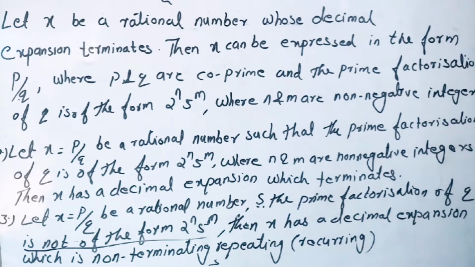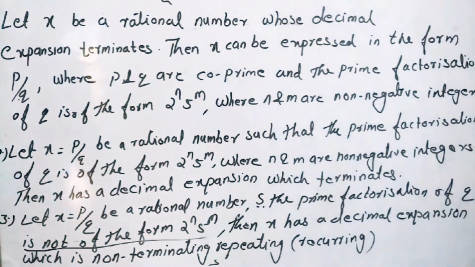Okay, if q is not of the form 2 raised to n into 5 raised to m, then we can say that the decimal expansion corresponding to our x is non-terminating repeating, that means recurring. A terminating decimal expansion we will get if q is of the form 2 raised to n into 5 raised to m. And if q is not of the form 2 raised to n into 5 raised to m, then we will have a non-terminating repeating decimal expansion corresponding to our rational number.